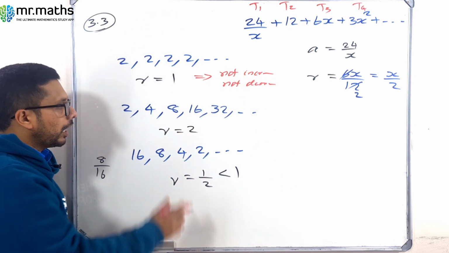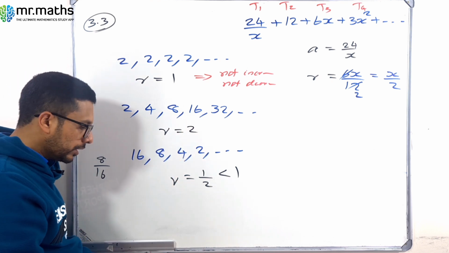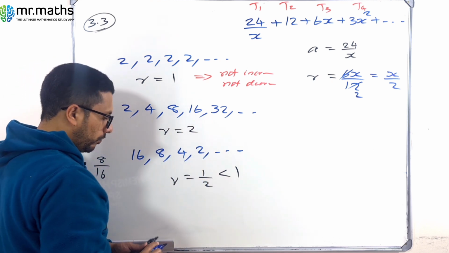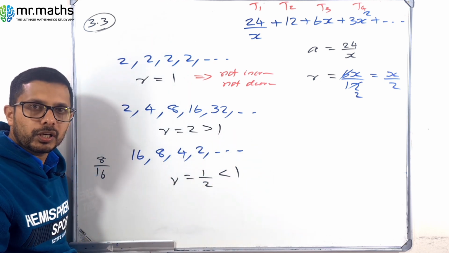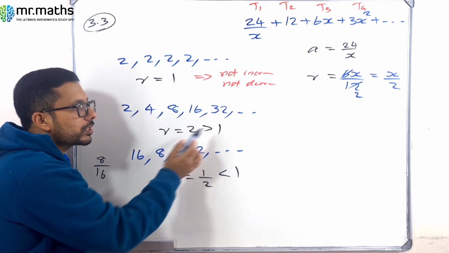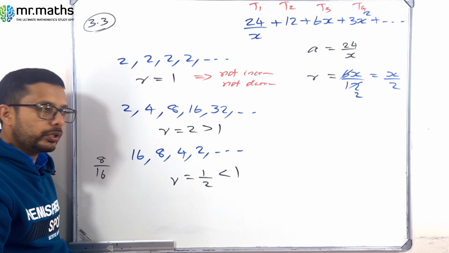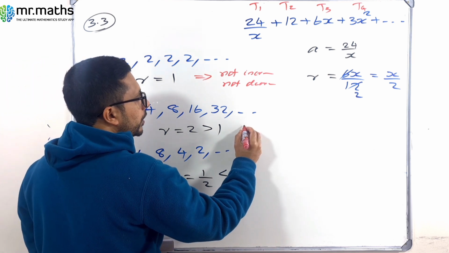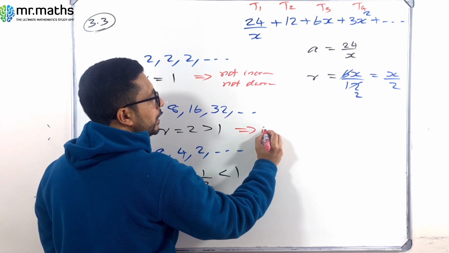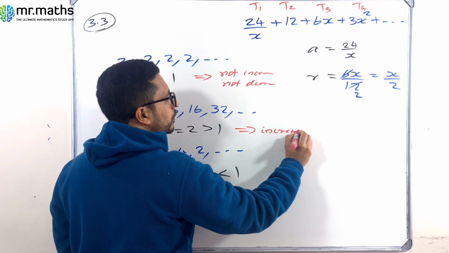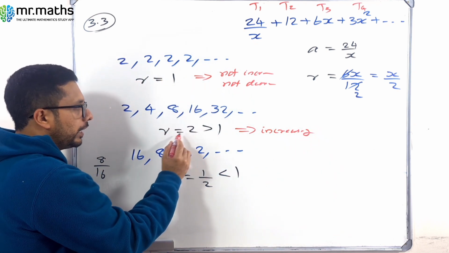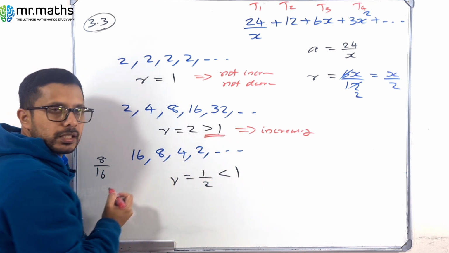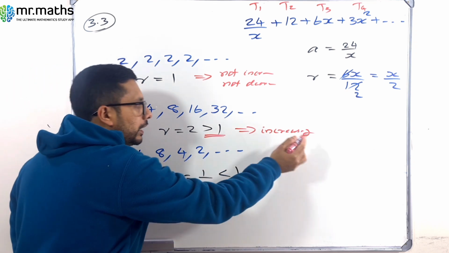Okay, but R is equal to 2. 2 means it's greater than 1. Am I right? So when the R value is greater than 1, it means that the geometry series is increasing. So when R is greater than 1, it is increasing.